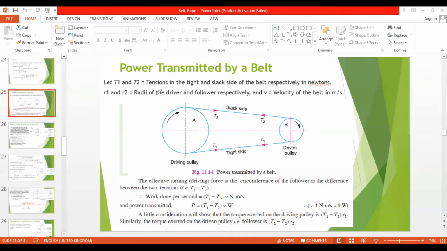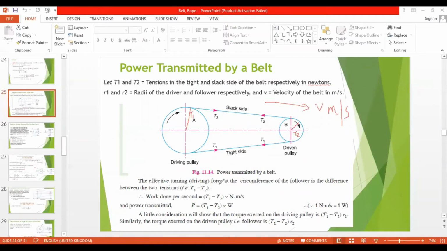R1 and R2 are the radii of the driver and follower respectively. If we consider this as R1, the driver, and the radius of the driven as R2. V is the velocity of the belt in meters per second. So the belt is moving with velocity V meters per second. We'll see how to find the power transmission.